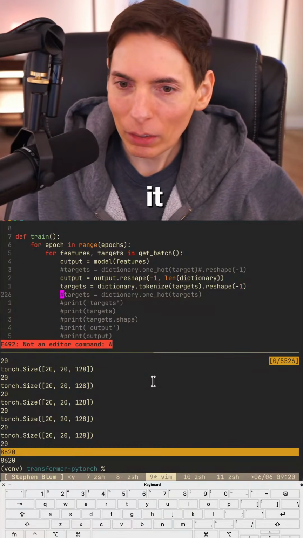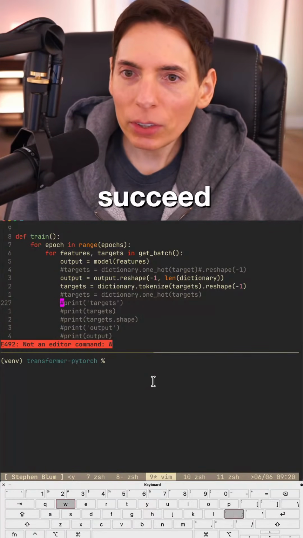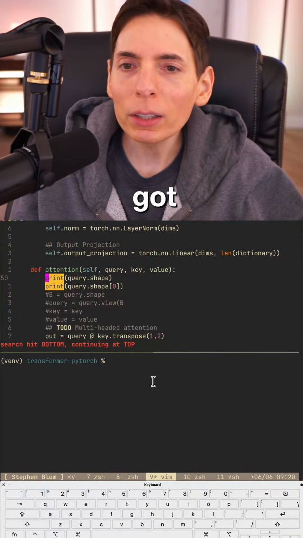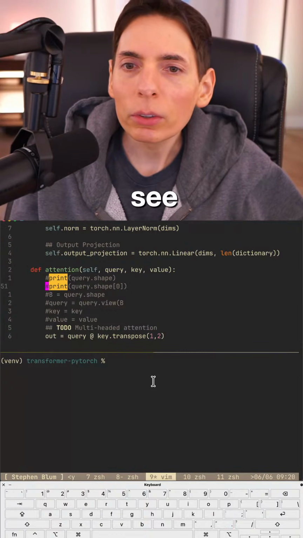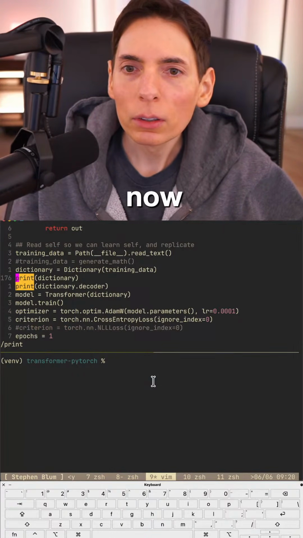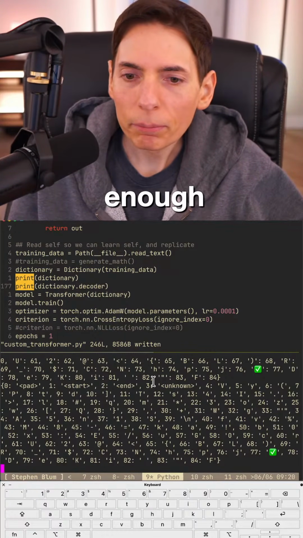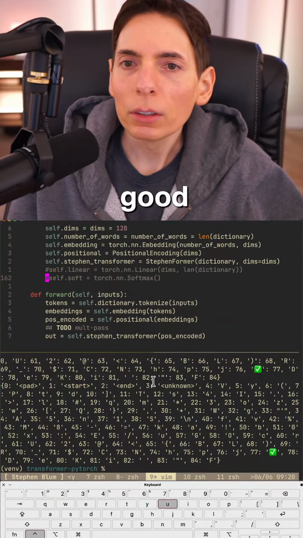Let's learn it. Okay, so now I've succeeded there. Where are my prints? Where do I need more prints? Now let's see, let's hide those for now. All right, we can keep that open. That's fine. Is that good enough? Yep. All right, sounds good. Okay.